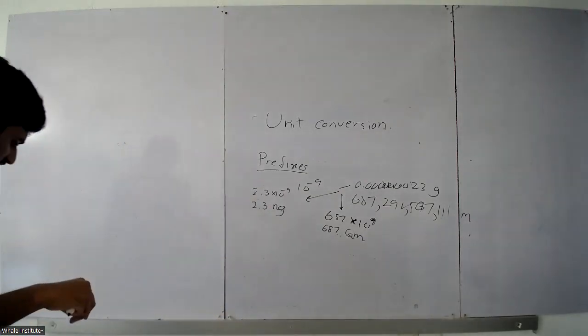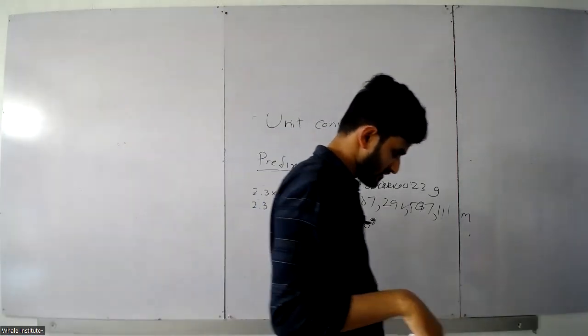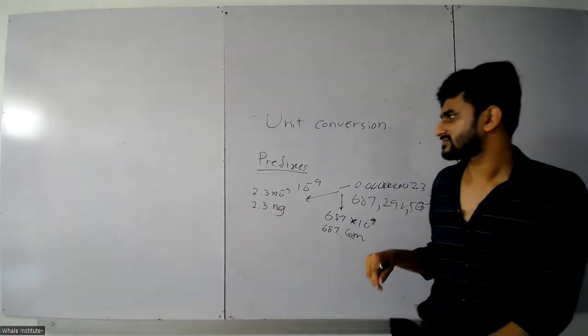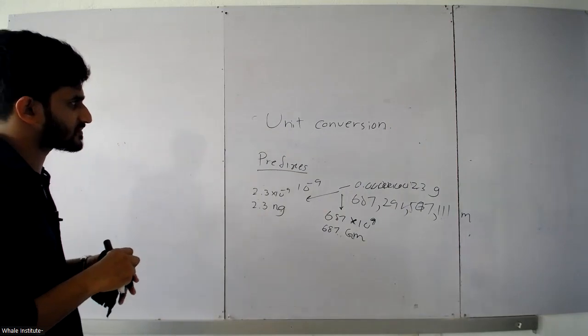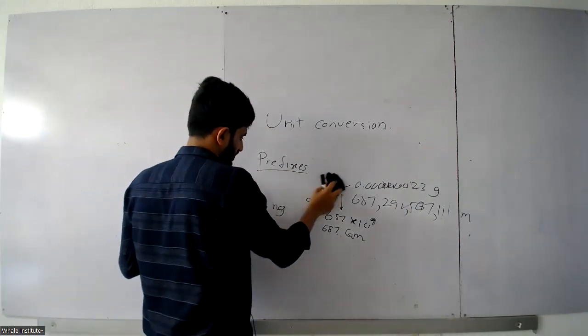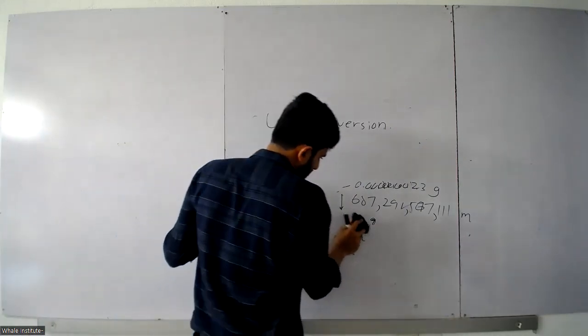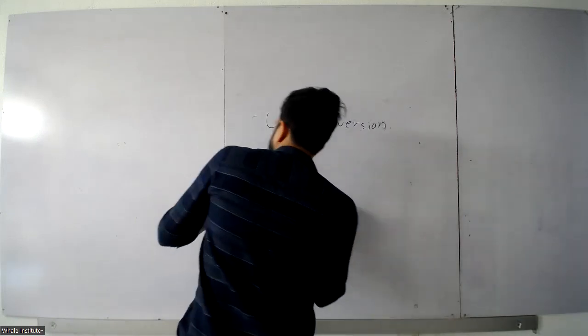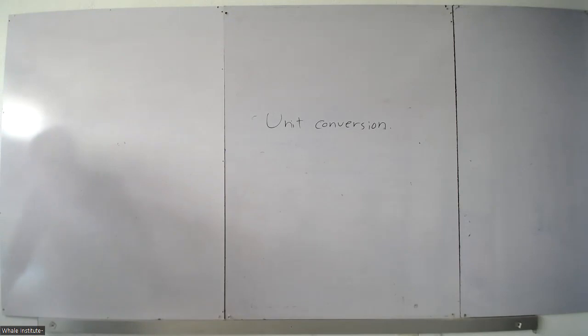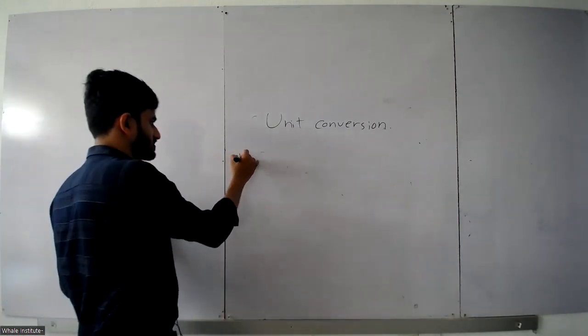There are only 3 steps or 3 laws when converting units, converting between prefixes. So let's look at these three and get familiar with them. Then it will be very easy to convert between prefixes and convert between units. Okay, the first one, write down.